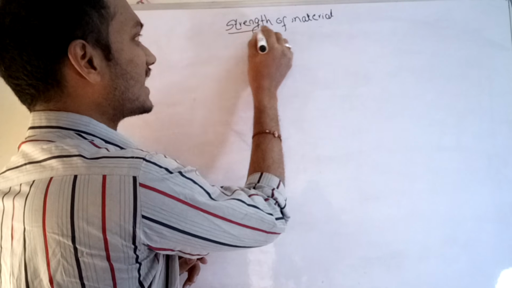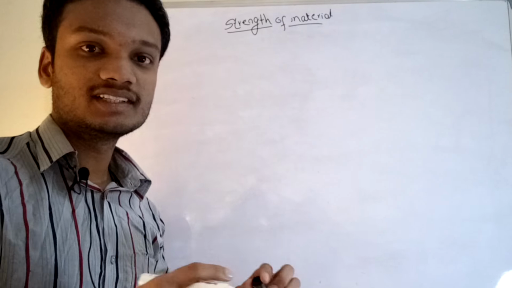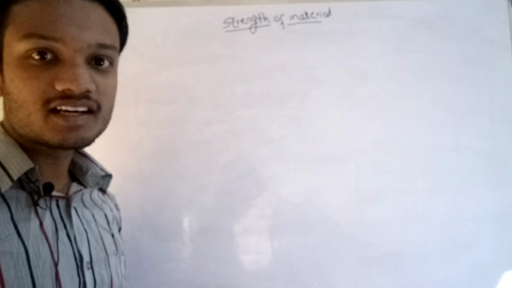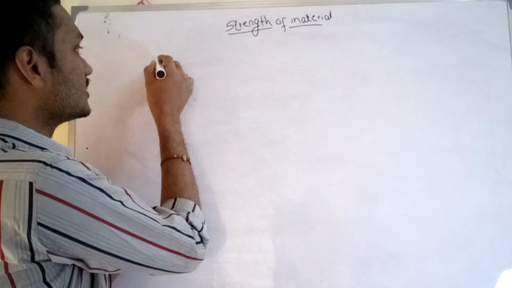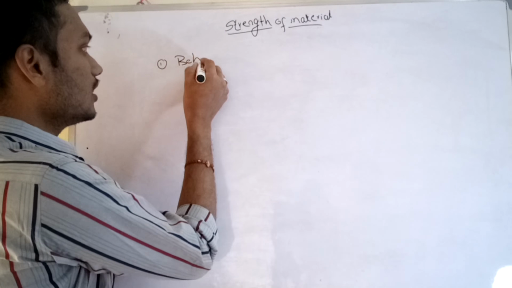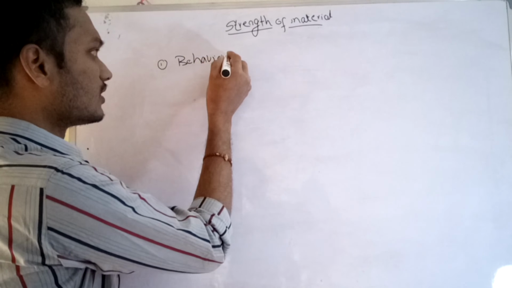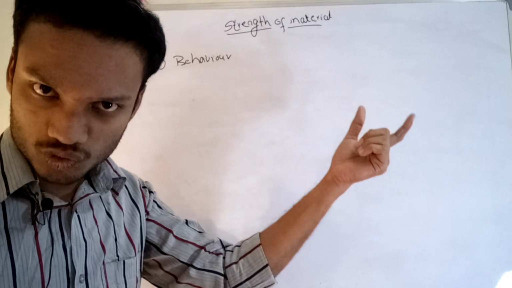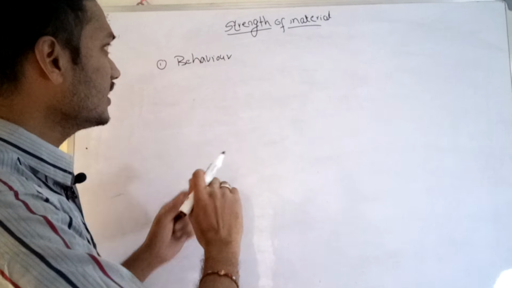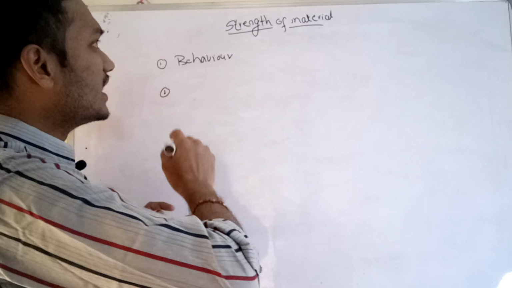What is strength of materials? The strength of material deals with the behavior of materials when subjected to external load. It deals with the behavior of solid objects when subjected to external loads.